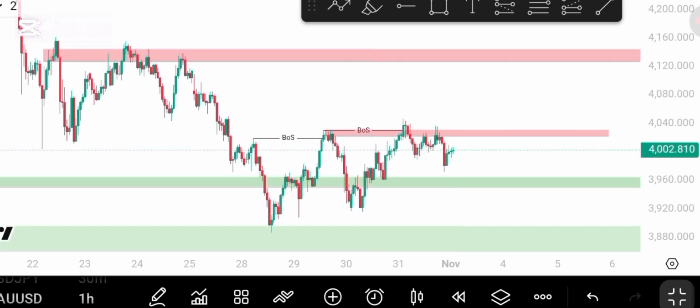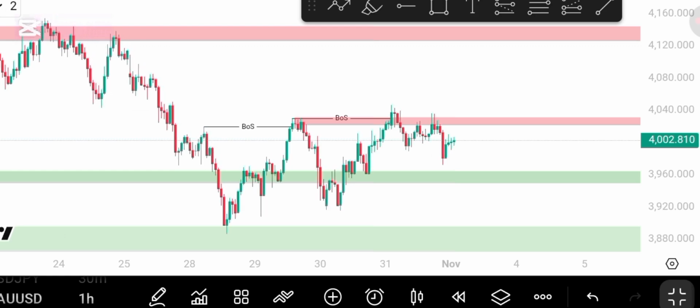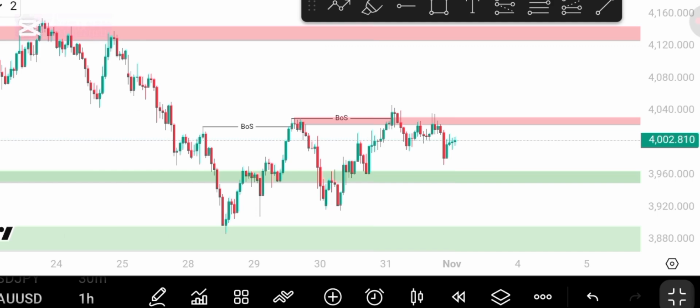That's all for now. I hope you guys understand the plan, what the key levels are that could play. Keep the trading simple and have a good week.